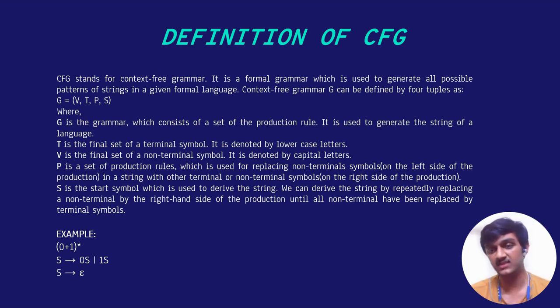We can derive the string by repeatedly replacing a non-terminal by the right hand side of the production rule until all the non-terminals have been replaced by terminal symbols. That's the definition of CFG. Also, I have provided an example for the (0+1)* regular expression. I think the production rules are self-explanatory as it will generate any number of zeros and ones. Moving on to the next slide.